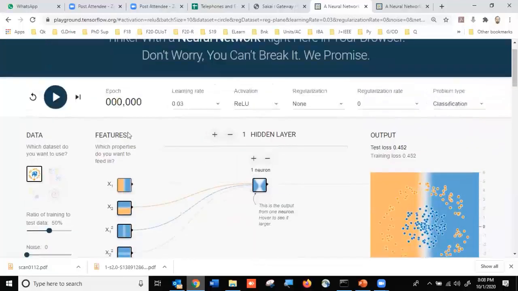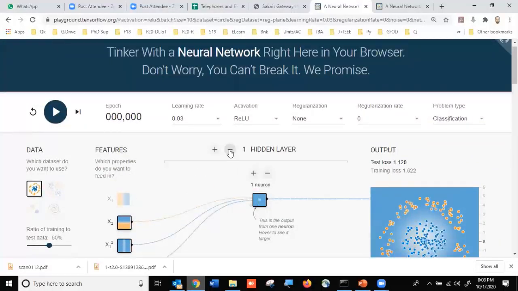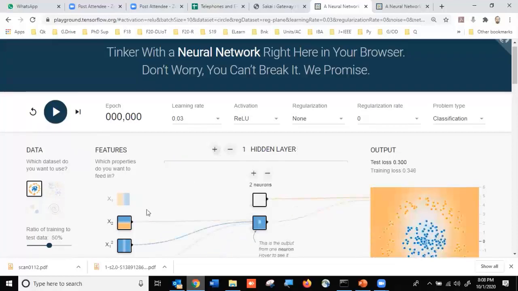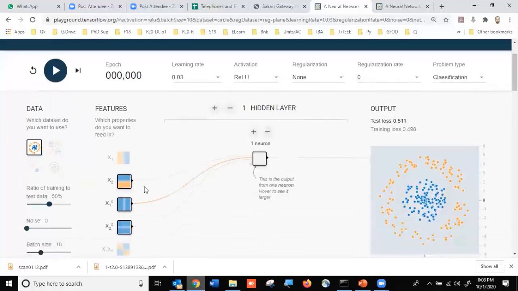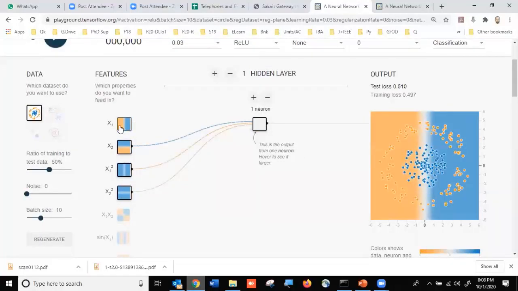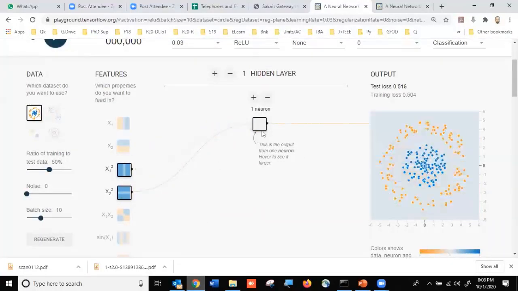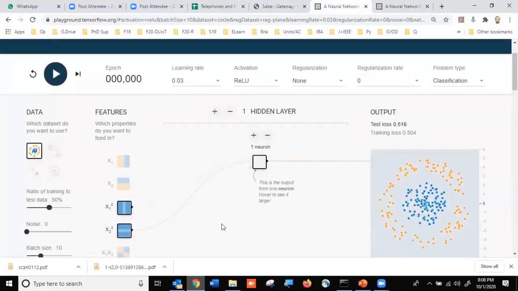I remember there was a way. Okay, you're right. So now I've changed the inputs to be x1 squared and x2 squared, okay? And I'm still going to use a single perceptron. Let's see if we can solve this problem.